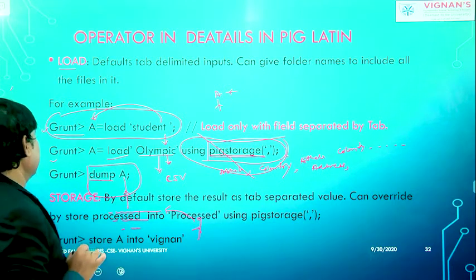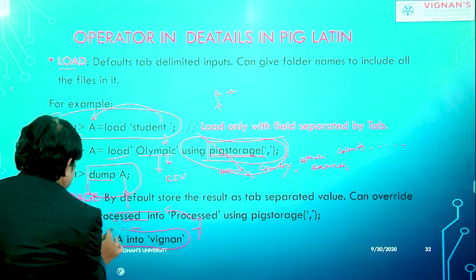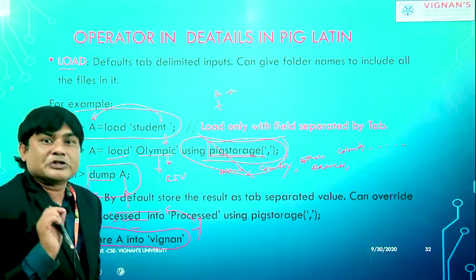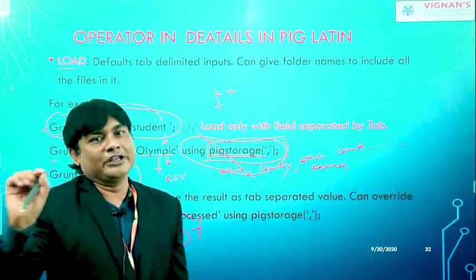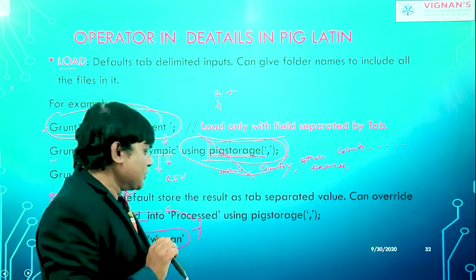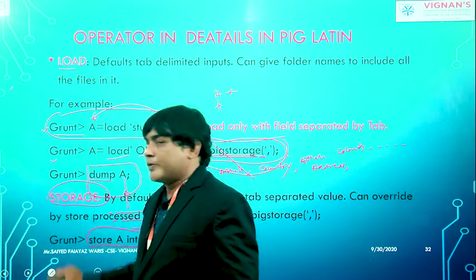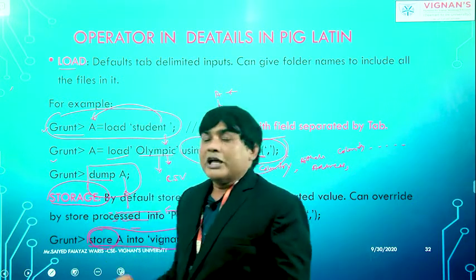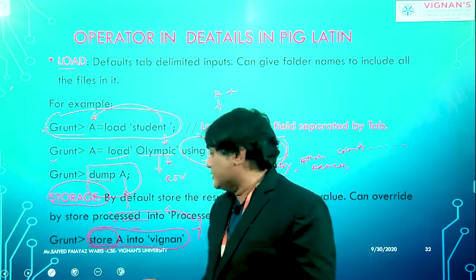Now you may ask another question. What is the difference between dump and store? Already we discussed it last time also. We have another instruction. Store means we are going to store the result into some new folder. That is called the store operator. Store is also one kind of operator. For storage, we are going to use the store operator. It means we are going to store the result which is present in relation A.